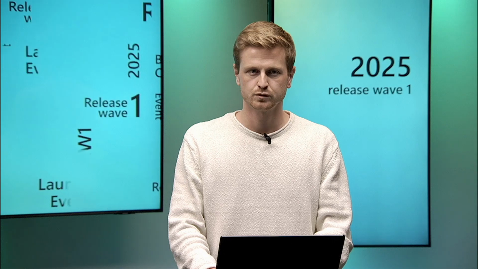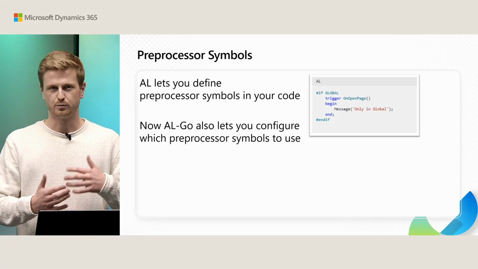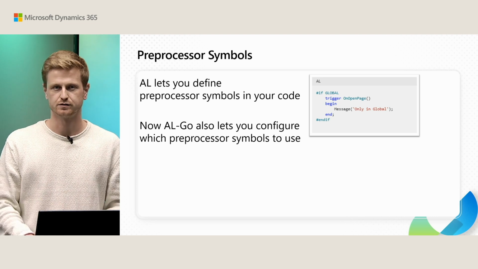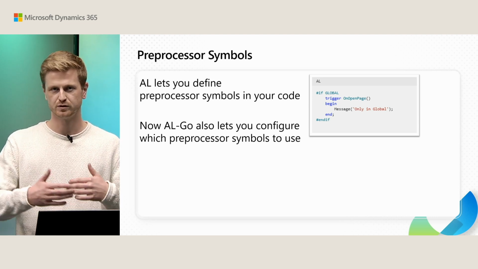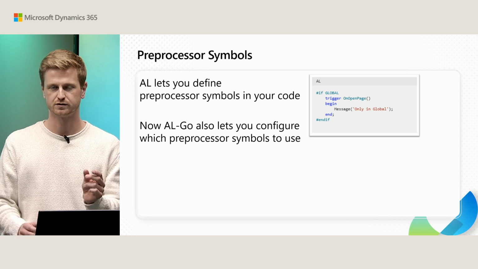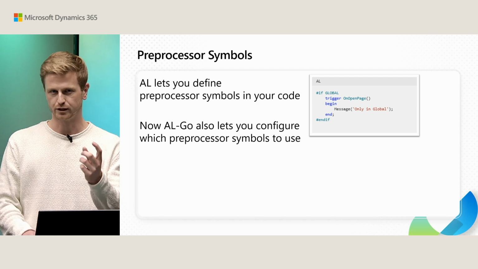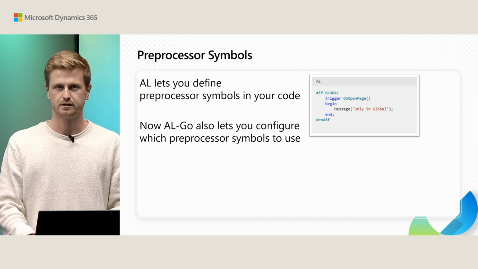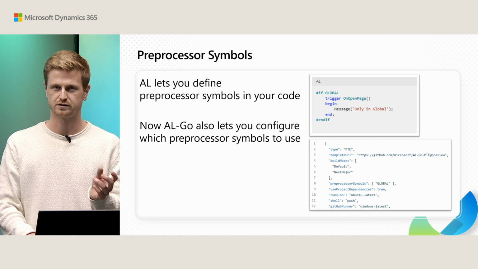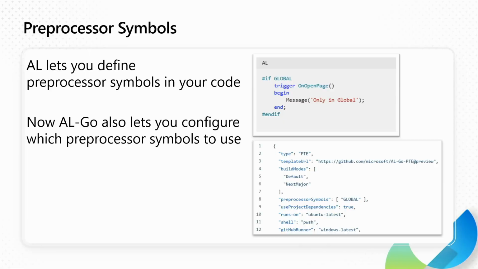Next up is preprocessor symbols. So again, AL lets you add these preprocessor symbols to your code. Like in this case, we can add this global tag to our code. And that means when we build this app, when we specify the global preprocessor directive, then we'll include this code. Otherwise, we won't. And now ALGO also supports adding preprocessor symbols as a setting. So you can add this preprocessor symbol setting, which is an array, and then you just give however many of these preprocessor symbols that you're using in your code. So in this case, we're telling our ALGO project, please build using this global symbol. So when we compile the app, we pass this global symbol to the compiler, and then it gets used.